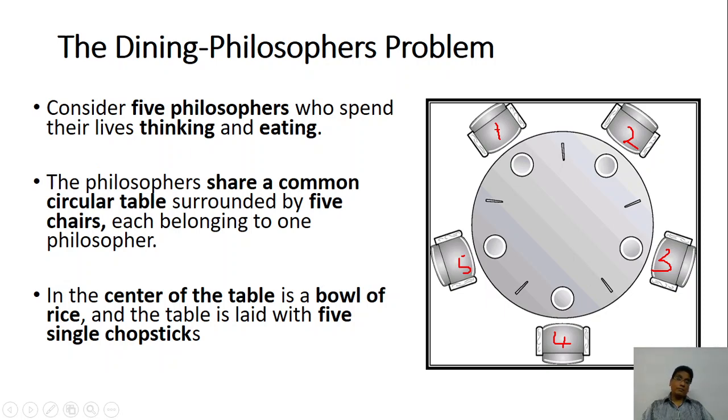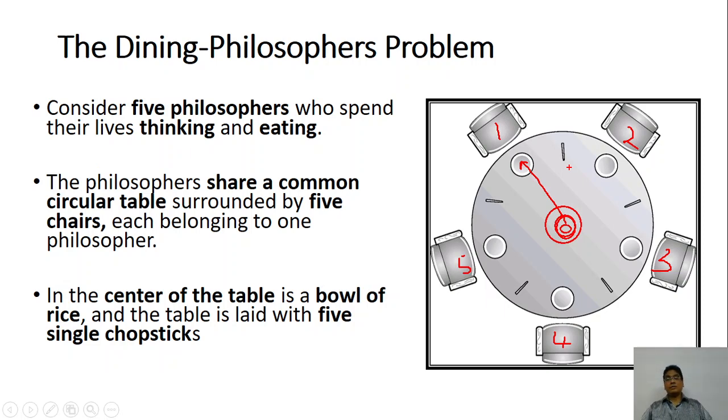When they become hungry, even though it is not shown in this diagram, there is a bowl of rice in the middle of the table. So you have full rice that is kept. One plate is there. The philosopher will take this rice, and they will have to take two chopsticks now.